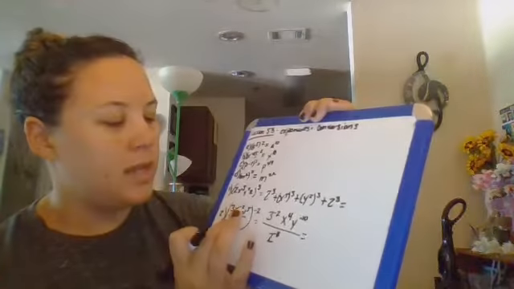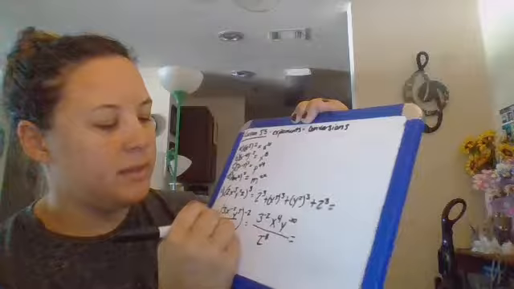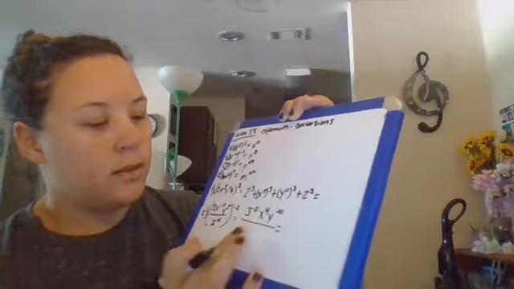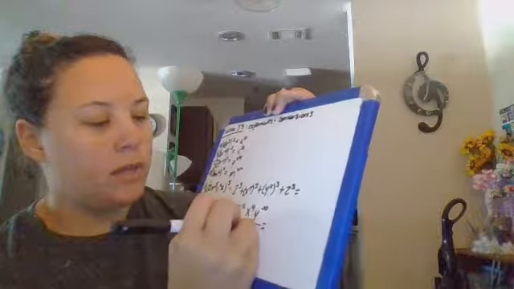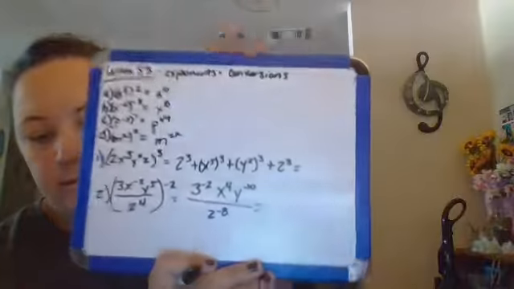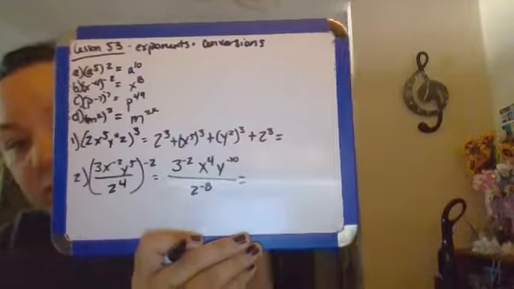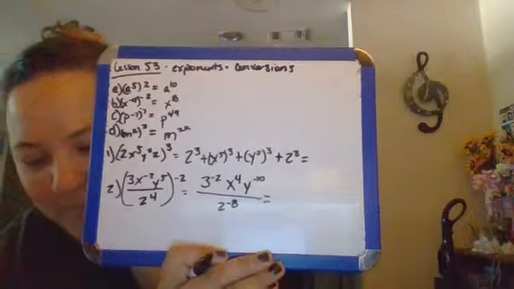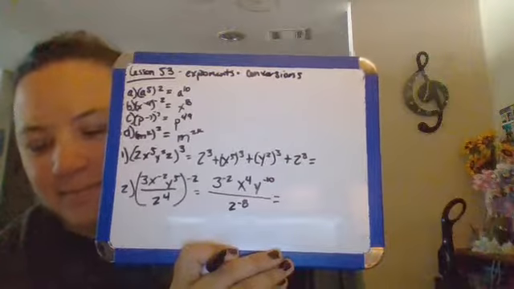I'm sorry, this is not a 2. This is a z. Can't even read my own handwriting. So the 2 is a z on the bottom. So sorry. I'm trying to figure out why my answer did not make sense.